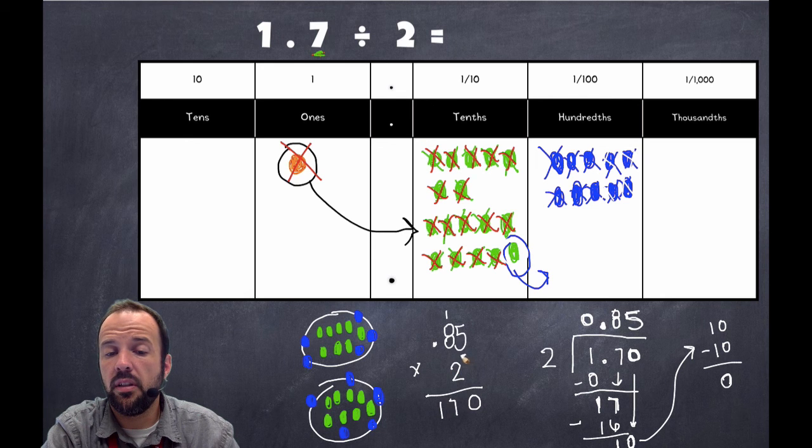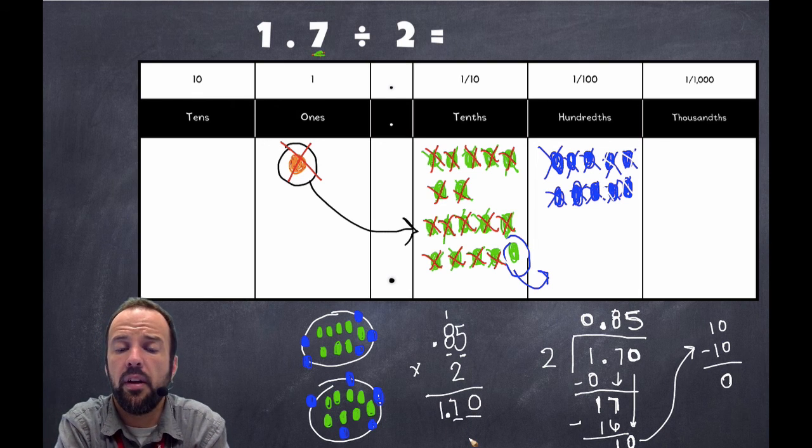I have 2 places after my decimal here, so I need 1, 2 places after the decimal in the answer. So there we go, that's where I could place my decimal. So it checks out. It gets a little trickier with that remainder because we don't want to stop once we have a remainder. We want to see how small we can go until there's no remainder left.